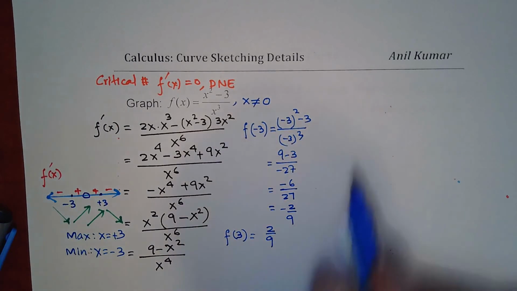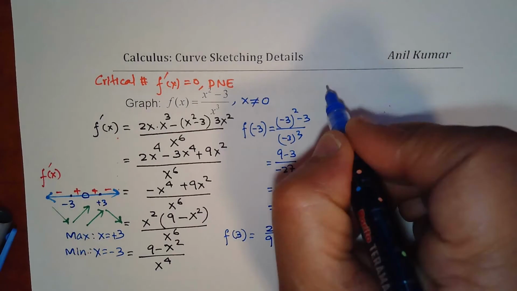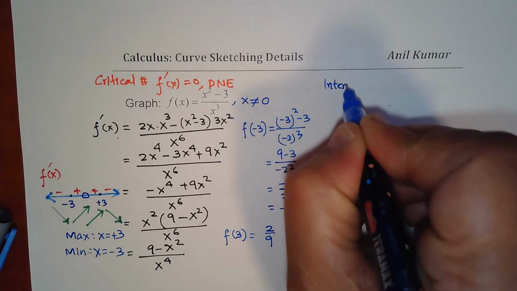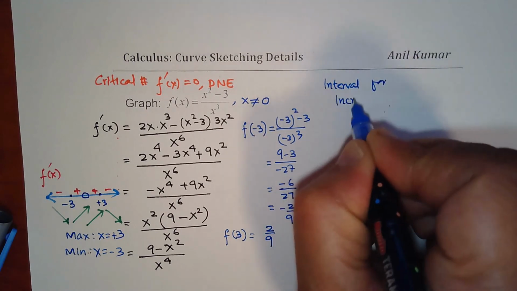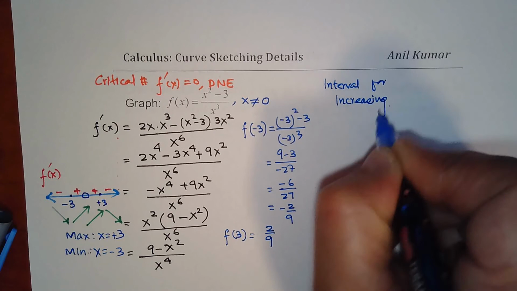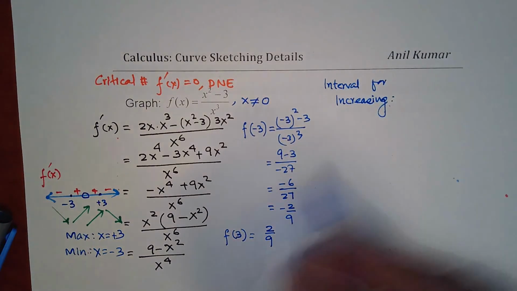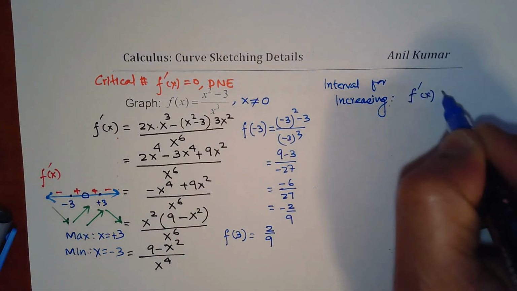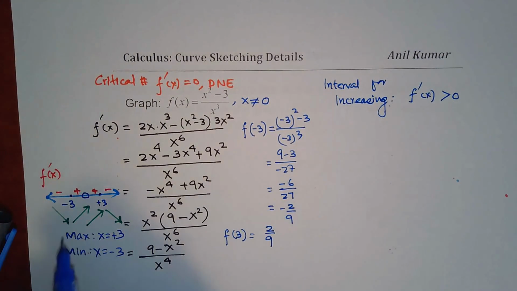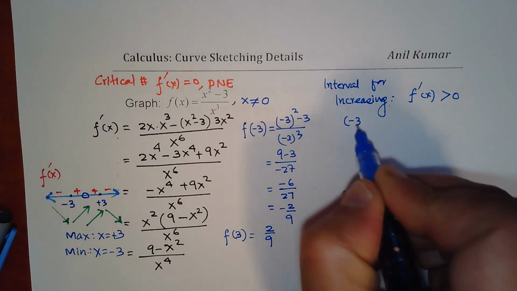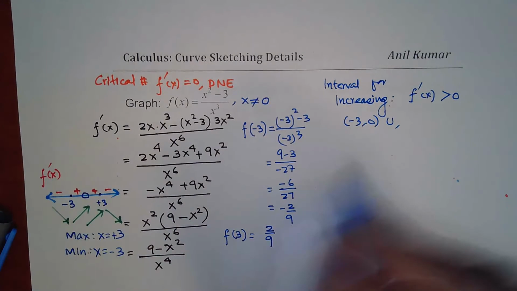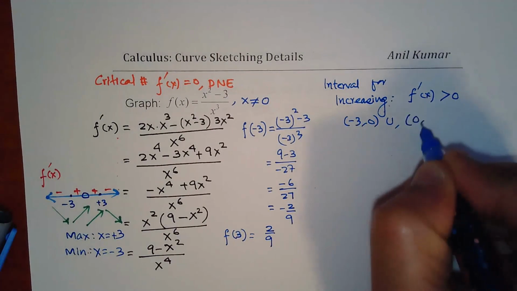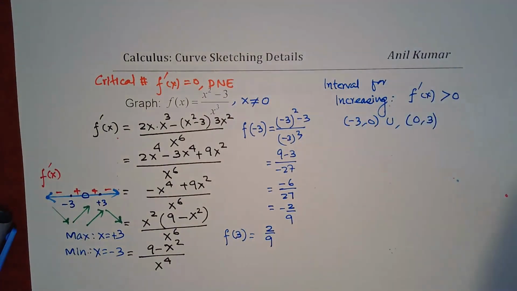Let us write the interval for increasing and decreasing. The interval for increasing is when the first derivative is greater than 0. Now we can see from here that the first derivative is positive from -3 to 0 and also from 0 to +3. So that is the interval of increasing.